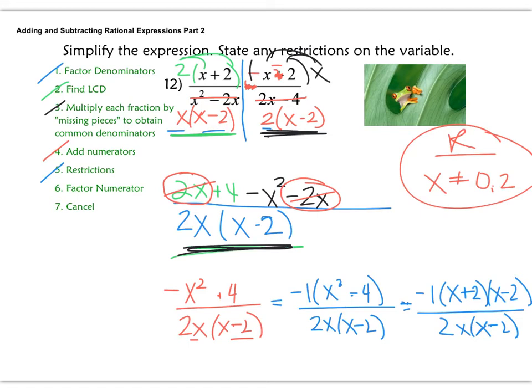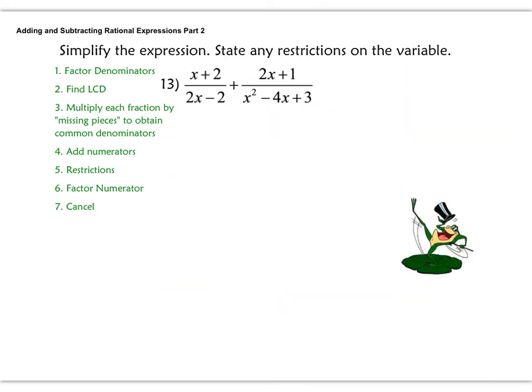All right, so it's factored. Does anything cancel? Yay! X minus 2's cancel. So my final answer is going to be the negative 1 and the x plus 2 on the top. And then on the bottom, I have a 2 and an x. And we're done. That was a fun one. Lots of factoring and some canceling. I like that one. All right, number 13.